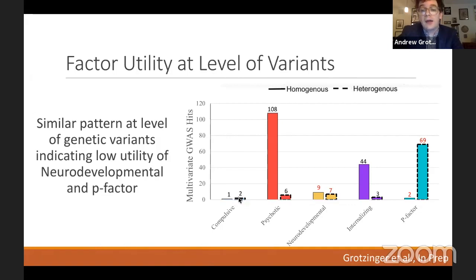And what we see, similar to external traits, is that the psychotic and internalizing disorders factors do a good job of describing the pattern of relationships with individual genetic variants. But once again, the neurodevelopmental disorders factor, and in particular the P factor, really obscured relationships with individual variants, where we only found 2 hits for the P factor and 69 hits that were highly disorder specific, or specific to the individual factors. And for the compulsive disorders factor, I would say that the jury is still out right now just because of the lower power of the contributing GWAS for that factor.